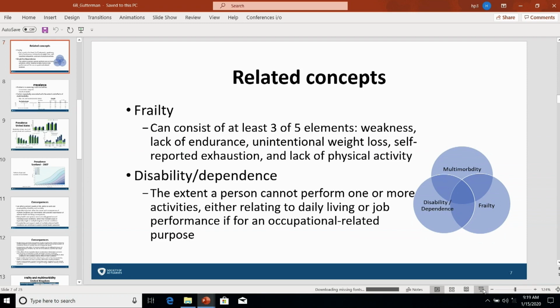I found a Belgian study, which I forgot to bring, that had the exact same Venn diagram. So that's a Belgian study of 85 plus people. The multimorbidity circle is 75% of the people. The frailty circle was about 20. The disability circle was about 35. And the middle intersection was about 5%.